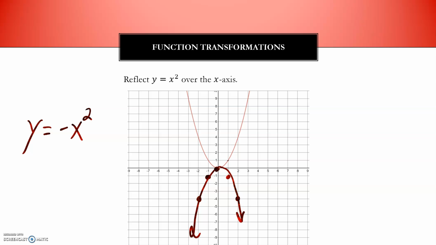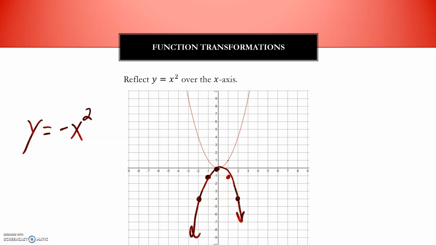This is probably the easiest transformation to write. y equals negative x squared. All we did was we took the original values and we changed them to their negative value. That's why the vertex at 0, 0 didn't move anywhere, because, well, you can't. There's no such thing as negative 0.